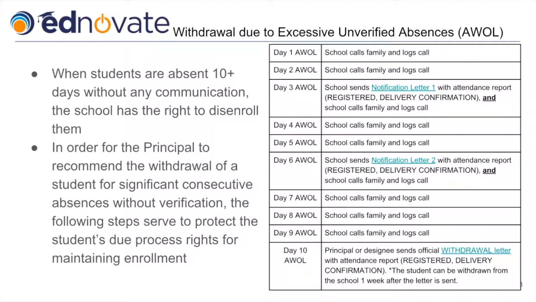So the process is that the school calls the family and logs that in either Illuminate or Dean's List every day, just as usual. And on the 3rd day of consecutive absences with no contact, you send the first notification letter, continue to call. On the 6th day, you send the second notification letter saying that we haven't heard from you. Please get in touch with us if you'd like your student to still be enrolled, etc. And on day 10, the last withdrawal letter is mailed to the family, letting them know that if they don't respond, then their student will be withdrawn from the school. And then the student can be withdrawn from Illuminate a week after that letter is sent.